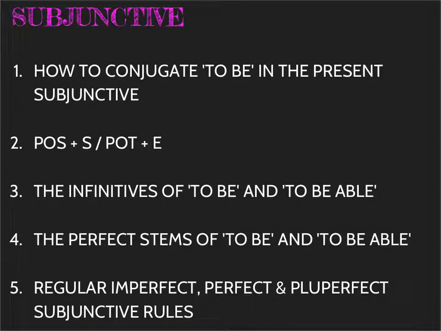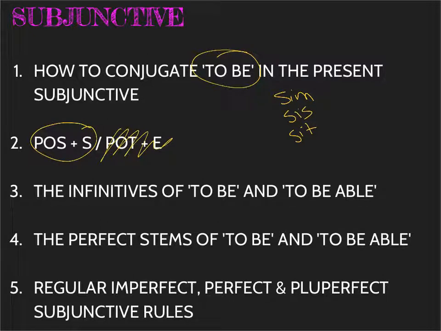So when we're talking about the subjunctive mood for sum and possum, let's talk about what you need to know instead of how many different verb forms. Yes, you need to know how to conjugate the verb to be in the present subjunctive. So sim, sis, sit. That you need to memorize. You then need to know the pos rule. You don't really need the pot rule for this because every form begins with S.